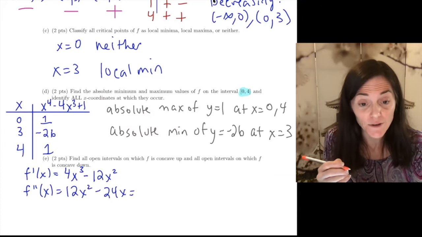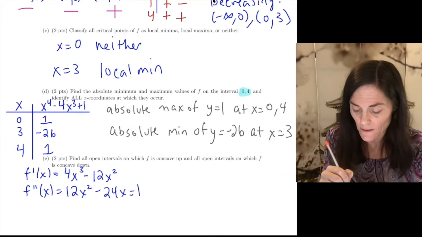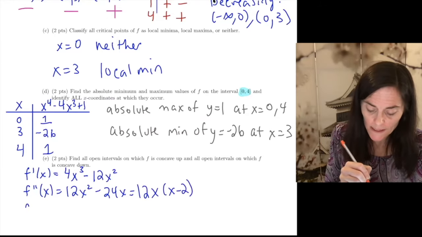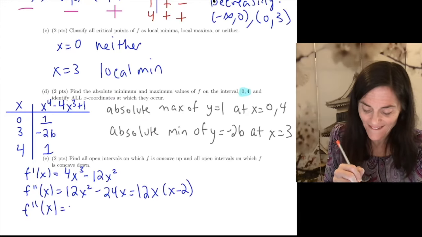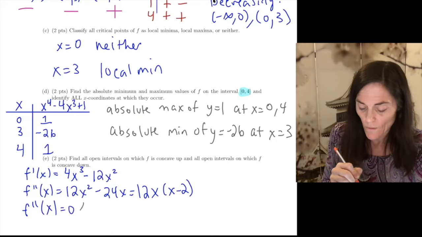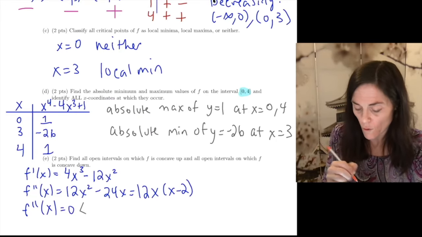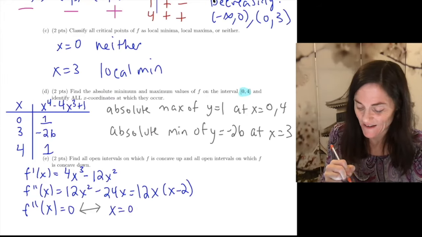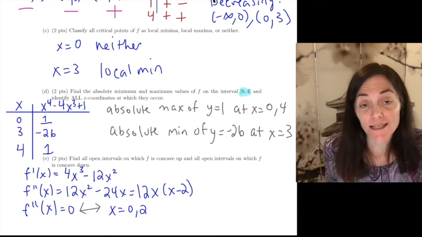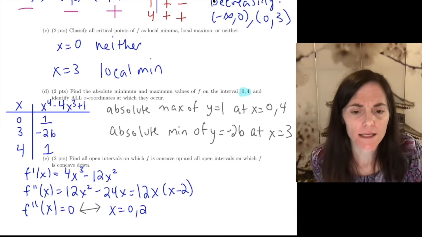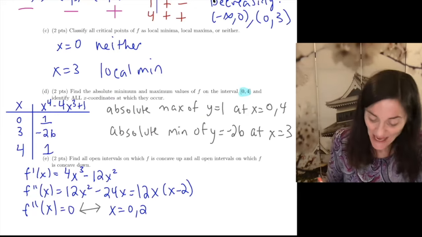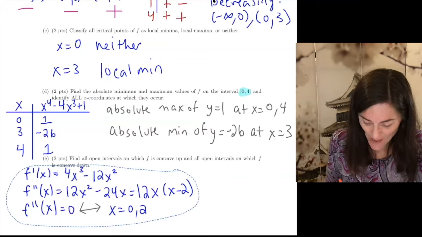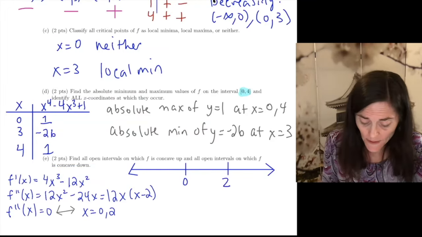And again, I can factor out what's common to both, which is 12x, and x minus 2. You see the second derivative is 0. Well, this happens when x is 0 or when x is 2. It does not mean necessarily that these are inflection points. Let's see, open intervals. This doesn't ask for inflection points, but certainly once we answer the question, we could answer what the inflection points are.